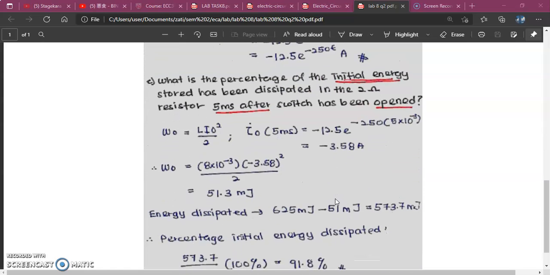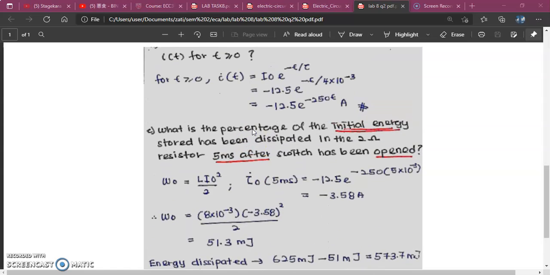So the last question, E, what is the percentage of the initial energy stored that has been dissipated in the 2 ohm resistor 5 milliseconds after the switch has been opened? Firstly, I calculate the energy stored in the inductor using this formula. However, I need to find the current at 5 milliseconds.